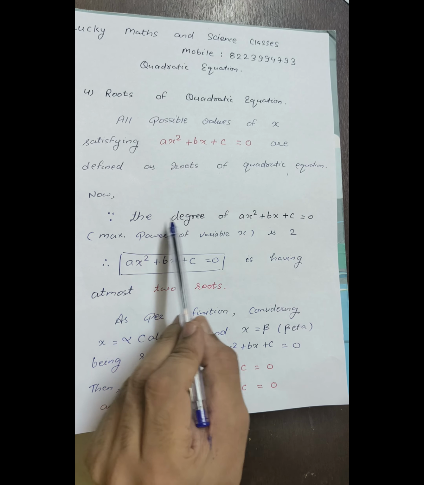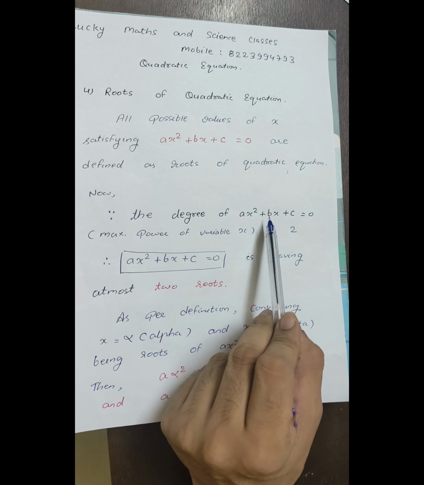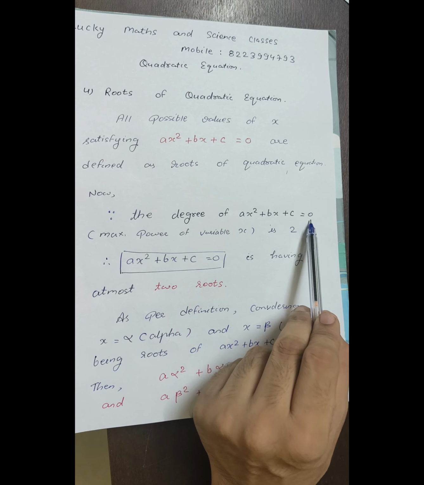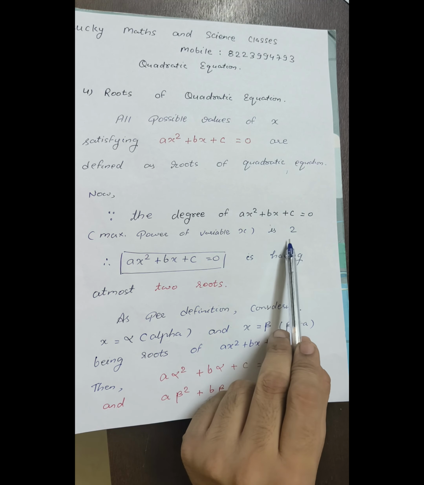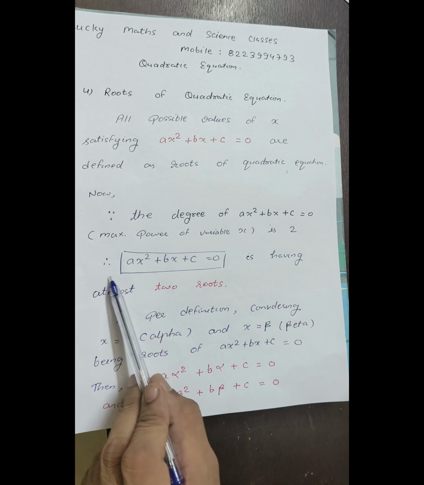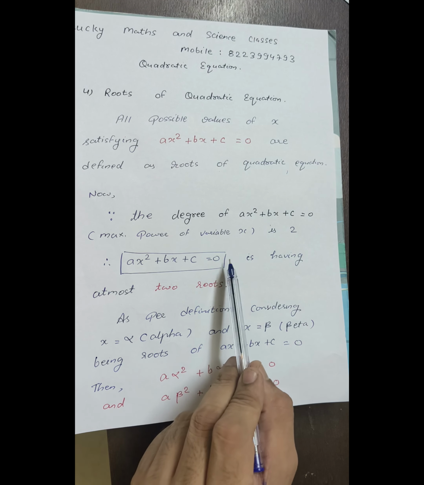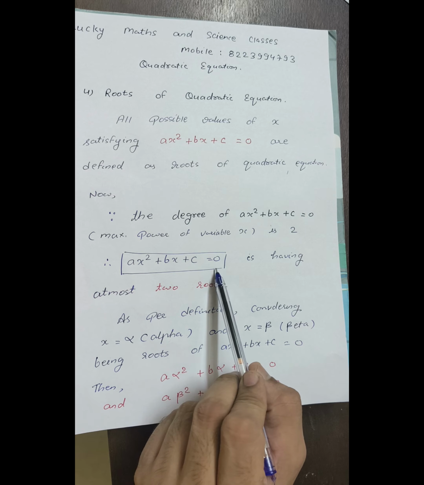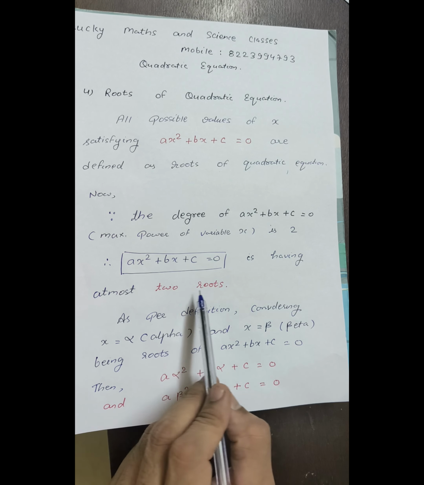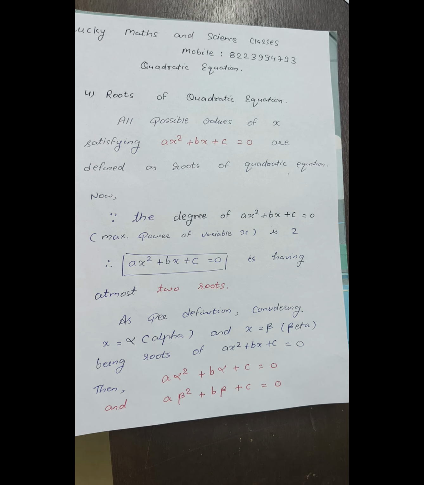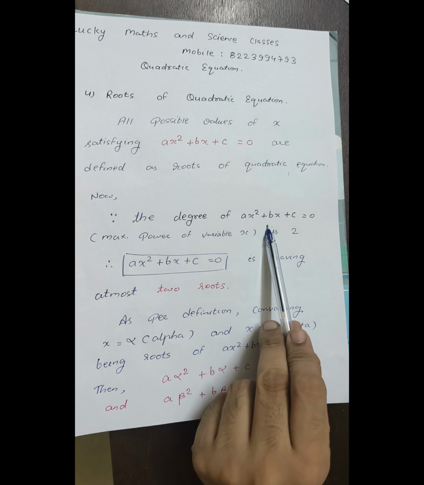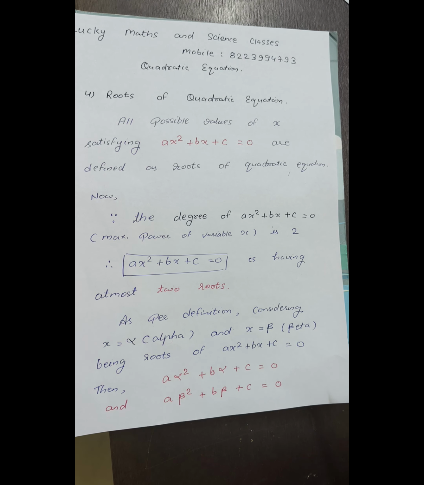Now, since the degree of ax square plus bx plus c is equal to 0 is 2, the maximum power of variable x is 2. Therefore, this standard form of equation has at most 2 roots, meaning there will be at most 2 values of x satisfying the equation ax square plus bx plus c.